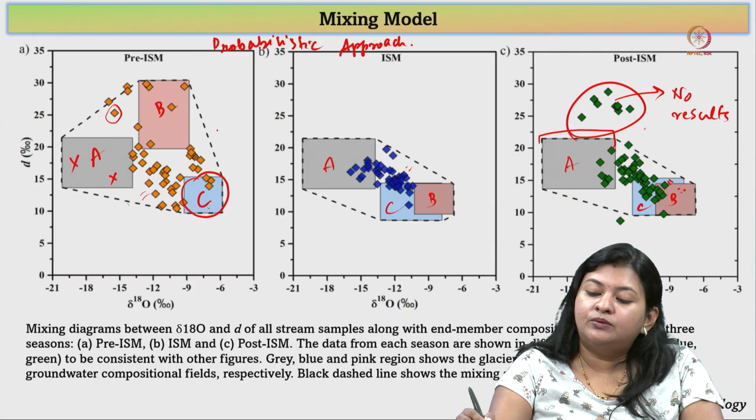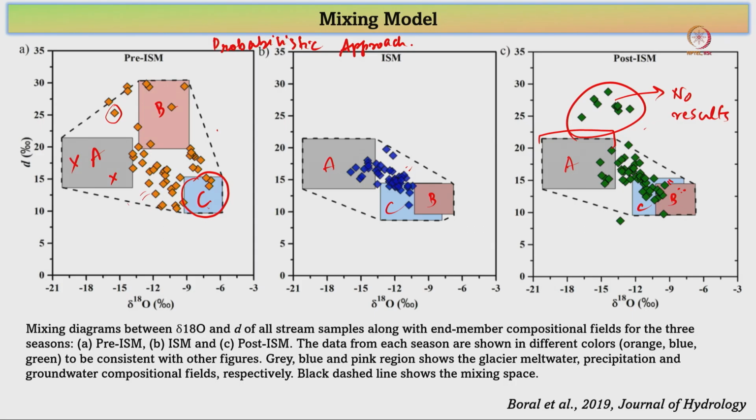So, what you can do is you have to either move your boxes, okay, and you will be able to increase this mixing space such that now you are able to generate some results. Okay. Also, try to prevent such overlapping of n member compositions. Now, that is coming to an end with the mixing model.